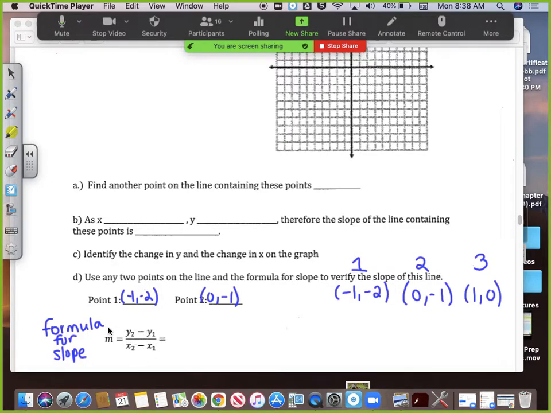values to subtract. Since this is the first point that I wrote down, and each point is x comma y, since this is the first point, then this means this is the first x and this is the first y. So x1 technically is -1 and y1 is -2. Since this is the second point I wrote down and every point is x and y, this is the second x and this is the second y. That's where those numbers come from.